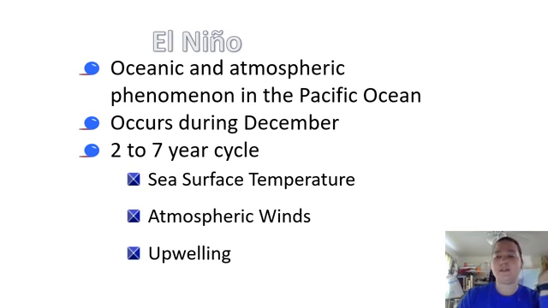So El Nino usually is on a 2 to 7 year cycle. It can happen in a shorter amount of time, or it can take longer. Global climate change is definitely impacting El Ninos. So what happens is the sea surface temperature changes, the atmospheric wind changes, and it also changes how upwelling happens.